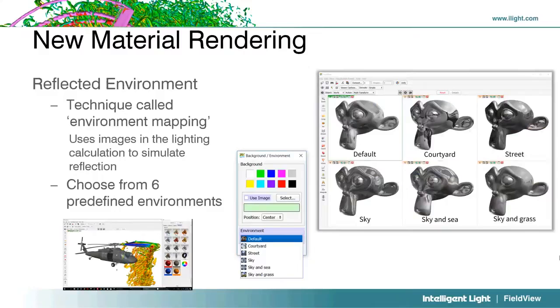So how did we reach that performance? We are using a technique called environment mapping. The idea is that we're using images in the lighting calculation to simulate reflection. So FieldView 18 comes with 6 of these images, 6 predefined environments that we've called default, courtyard, street, sky, sea and sky, and sky and grass. So let me show you how you can select them.